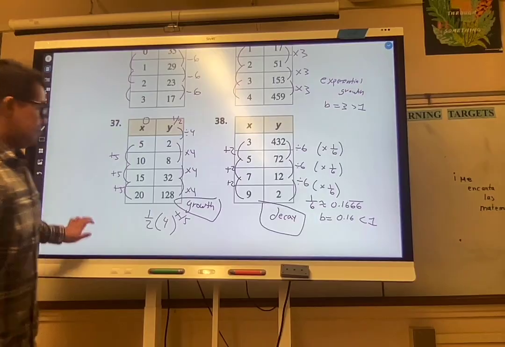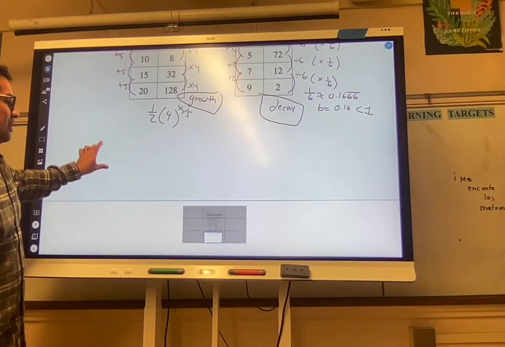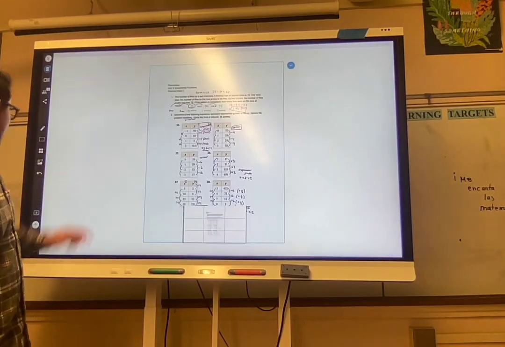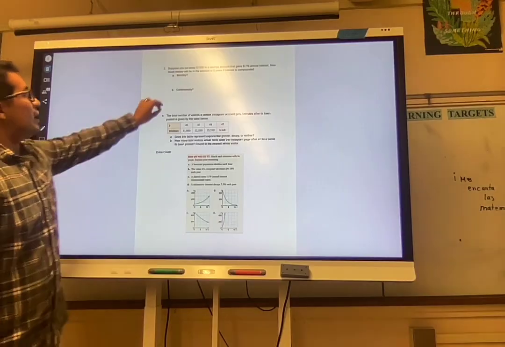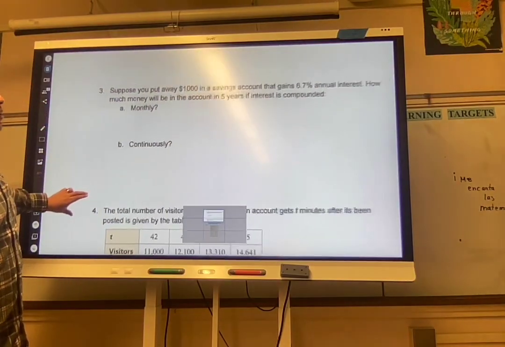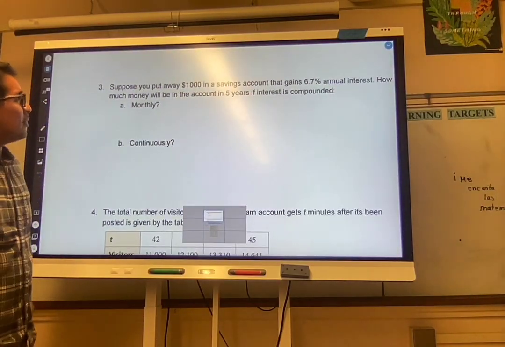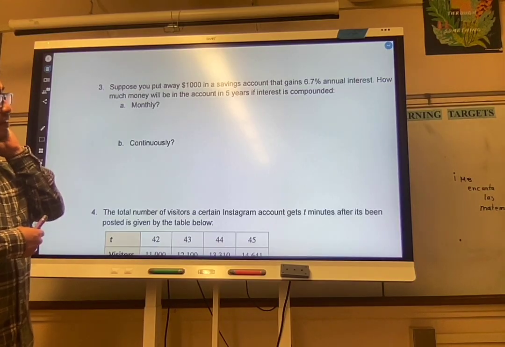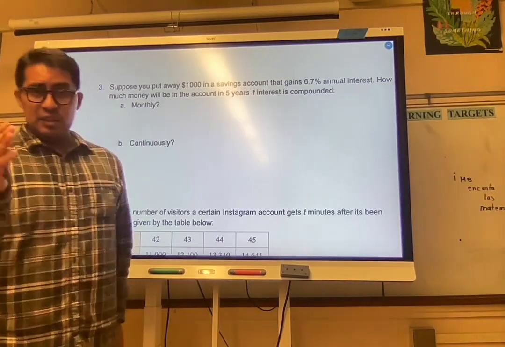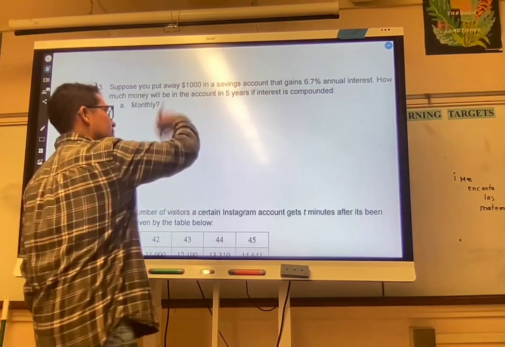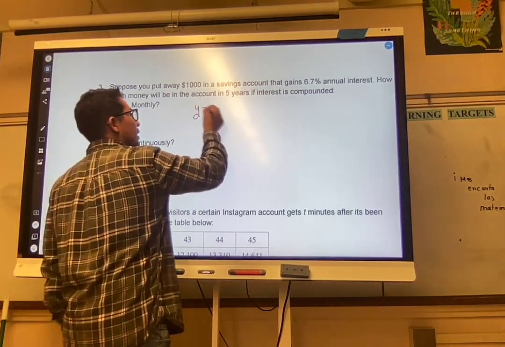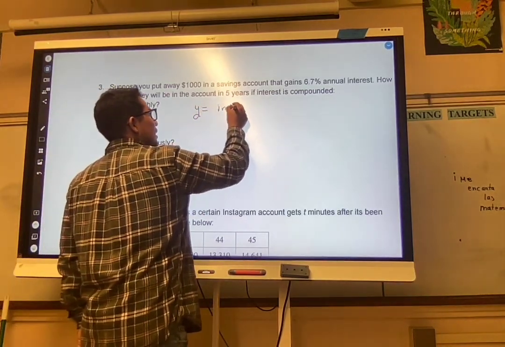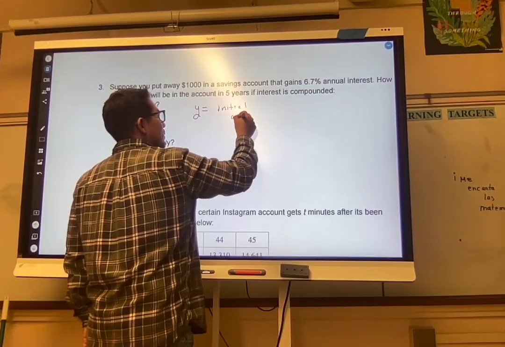Okay, y'all. So, very last question, I think. I have to go to the back side of the document. We have the classic money in the bank question. So here it says, say you put away $1,000 into a savings account that gained 6.7% annual interest. So for these problems, and on the test, I will end up putting the formulas, FYI. So these formulas go as follows. You have an initial amount.